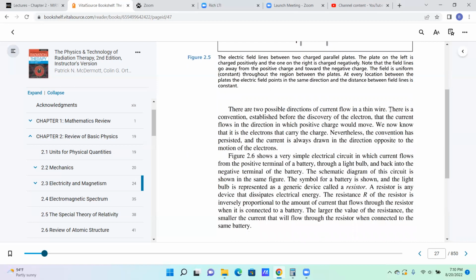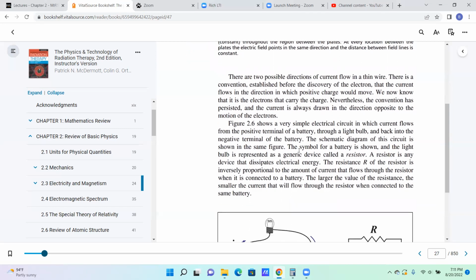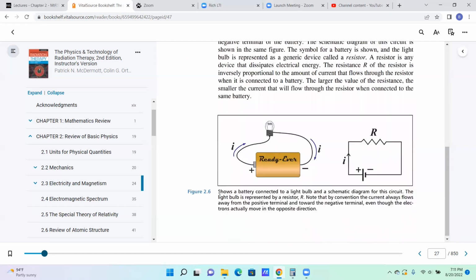Now, back to current. There are two possible directions of current flow in a wire. There is a convention established before we discovered what an electron was. The current flows in the direction in which a positive charge would move. We know that the electrons are the ones that really carry the charge in the current, but we're still stuck with that particular convention. So the current is always drawn in the direction opposite of the motion of the electrons, just to make things confusing. So, figure 2.6 right here.